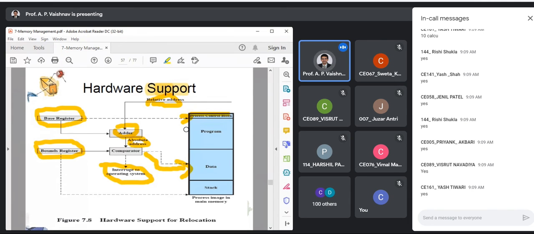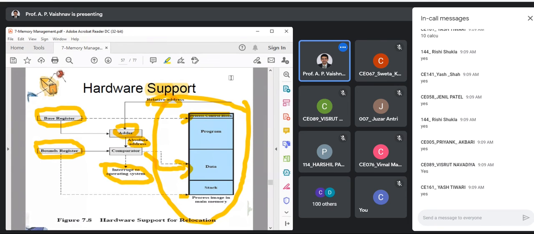Your process image contains 4 parts: PCB, program, data, and stack. If you want to start execution, where should your pointer be pointing? At the program, the first line of the program, and that is what we store in the base register. The end part is the stack, because your process ends at the stack level. So this is the complete boundary of your process.